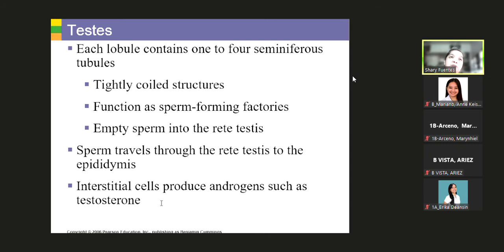That is responsible to provide support to the developing sperm. Why? Because they provide the nourishment sa developing sperm. Okay? So it's the nourishment for the sperm that's being produced, provided by the cells also of your testes, which is also known as your sustentacular cells or your Leydig cells.